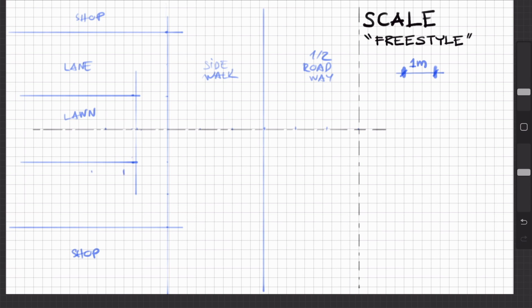And a bench which is 2 meters long and 0.5 meters wide. 0.5 meter means half of the segment. Let's add some trees on the sidewalks using the same techniques of measuring.